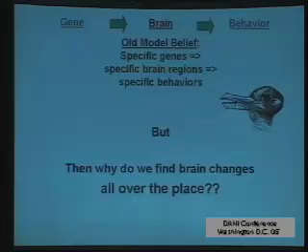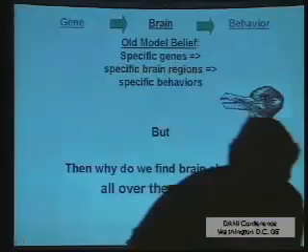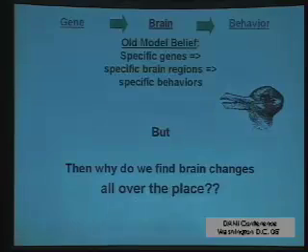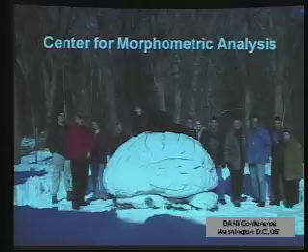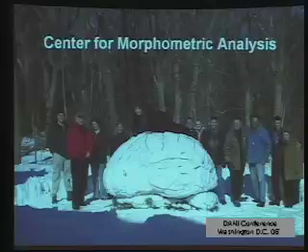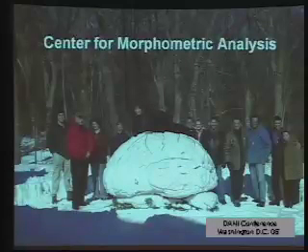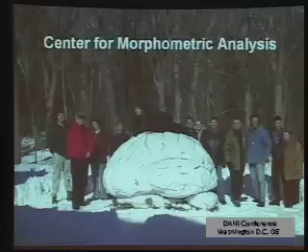Now, this is where my work has been, the idea that I told you in the beginning that specific genes will affect specific brain regions and lead to specific behaviors. That's not what we find. That data is not there, and not only that, we find changes all over the place. So this is my lab. I've shown this picture. This is a snow brain, anatomically accurate, gyri and sulci, and we have fun sometimes.